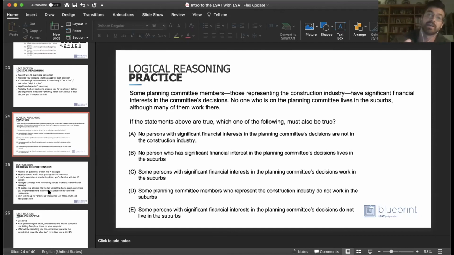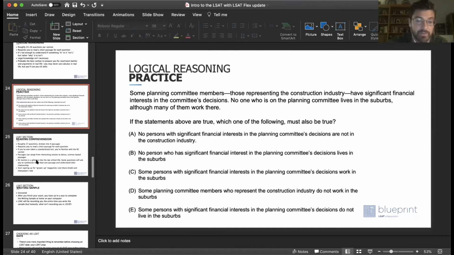Why? Because as we're told above, so that's answer choice E, some planning committee members have significant financial interests. And we're told that no one on the planning committee lives in the burbs, although some do work there. If you combine these two terms, we can safely conclude that some persons with significant financial interests do not live in the suburbs. It's working through the process by a sequence of what's called transitive logic, deductive logic. And if any of you guys have taken maybe a computer programming class or a philosophy of logic class, this may look a little bit familiar to you.